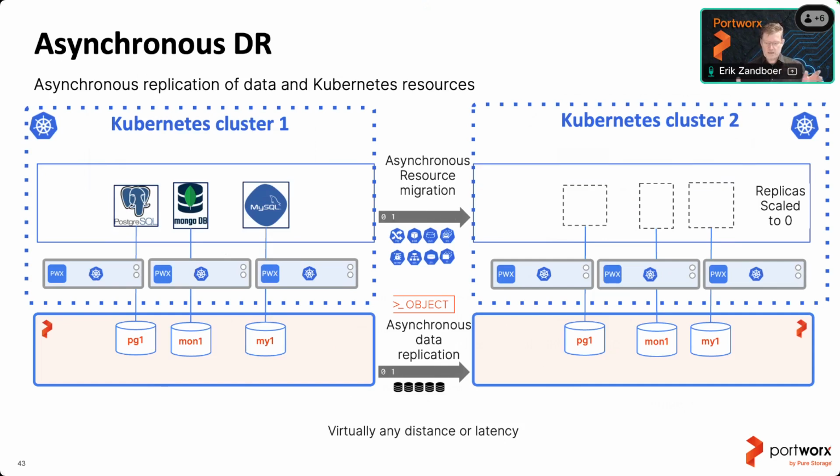We can do any distance or any latency because it's asynchronous. So you can do this from on-prem to public cloud, between public clouds, from Europe to US, maybe a bad example, from Europe to Canada, or anything. And that's the clean solution here. It is completely separated from each other.